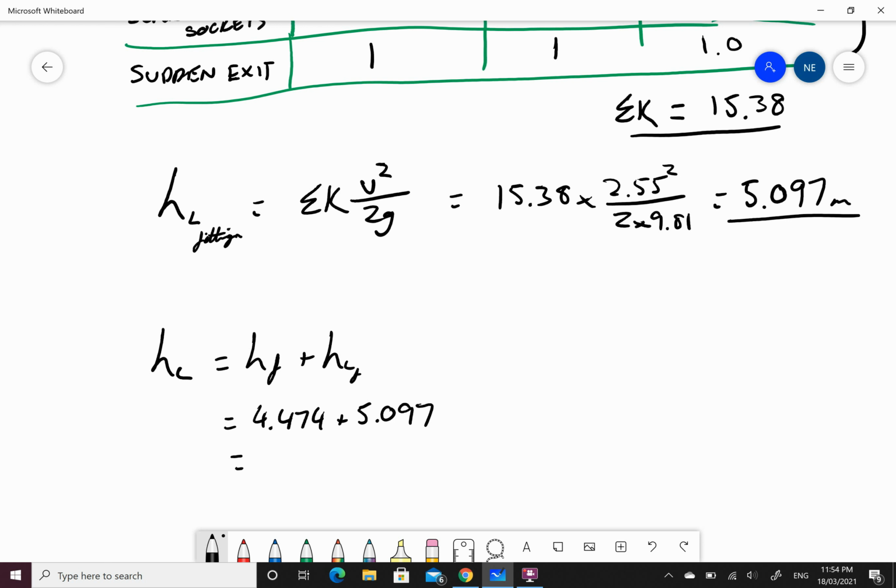4.474 plus 5.097, what we get is 9.571 meters in total.